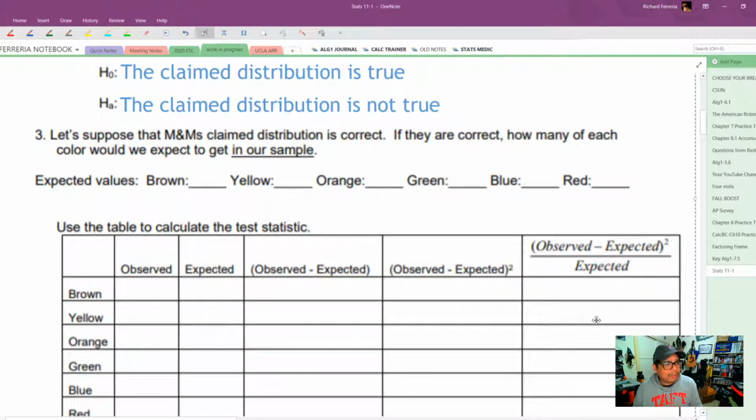So let's suppose that the M&M's claimed distribution is correct. If they're correct, how many of each color should we expect in our sample? Well, we're supposed to have 13% brown M&Ms. So we'll just multiply 0.13 times our 86 M&Ms, and that gives us 11.18 brown M&Ms that we were supposed to have if the distribution was true. Now we just have to do this for all of the other colors.